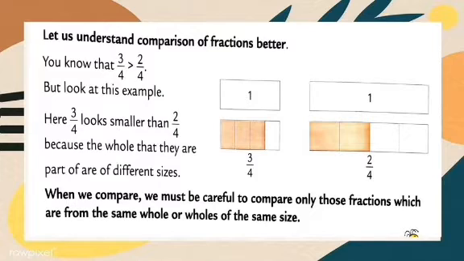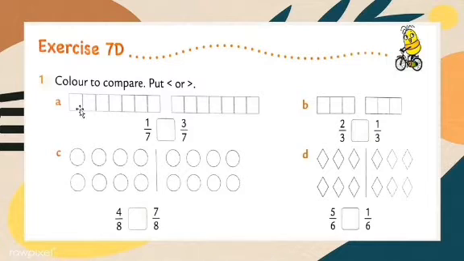Now we are starting the exercise number 7D. Means we have to compare, colour and compare, means we have to put here greater than or less than. Here how many sums? Here are 4. So let's check here, my dear students.